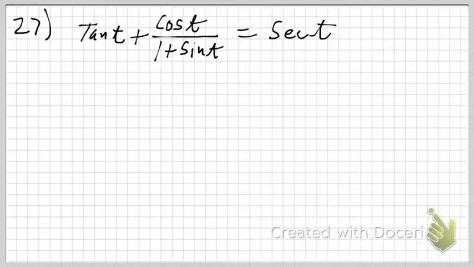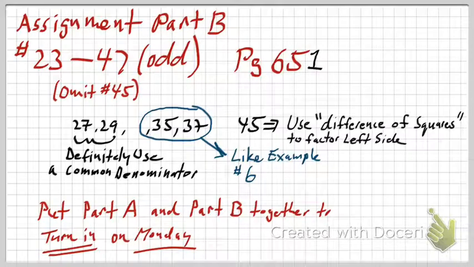This is a homework assignment from section 6.1. It's part B, page 651. Here we go, part B, page 651, number 23 through 47, omit number 45. And I'm going to do several of these problems for us here on this session.